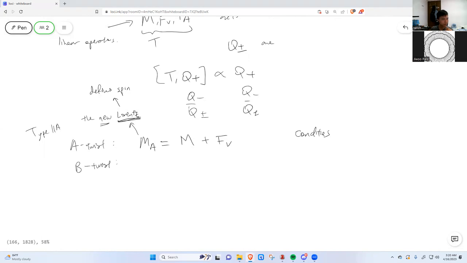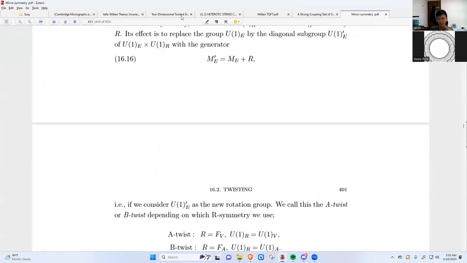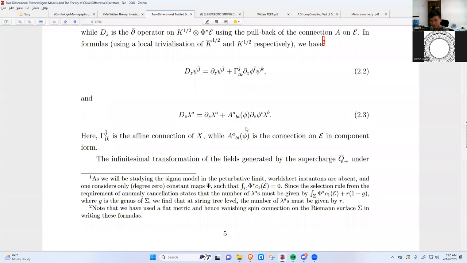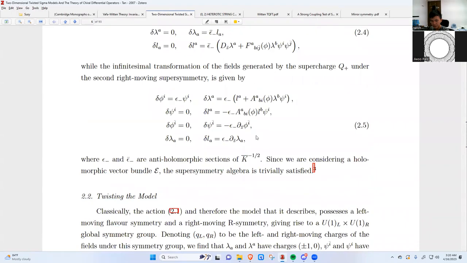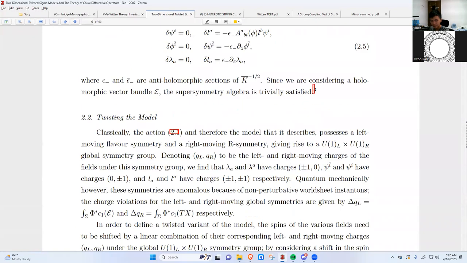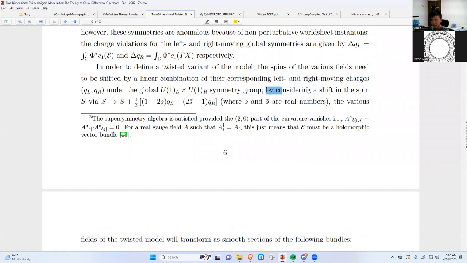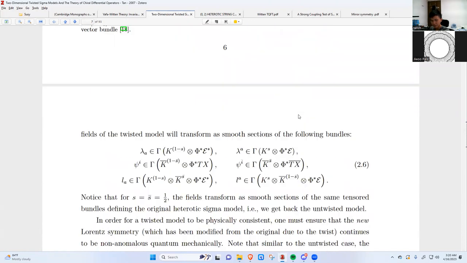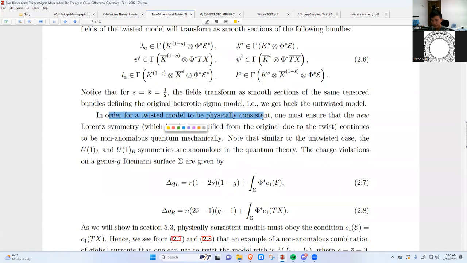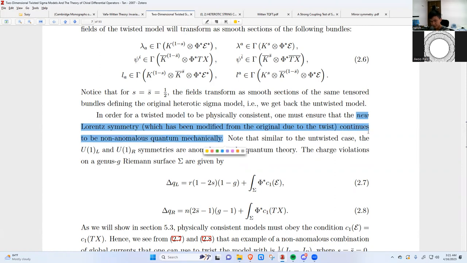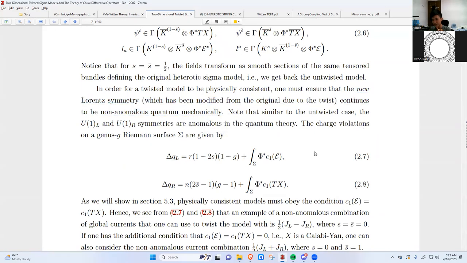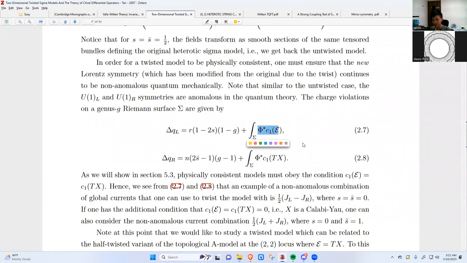Let me pull up one of the mentions of this. There are some conditions that you need to satisfy. You can't take very weird linear combinations. Here they say, by considering a shift in spin, which originates from the change in the basis of M, FV, and FA, in order for the twisted theory to be physically consistent, one must ensure that the new Lorentz symmetry continues to be non-anomalous quantum mechanically. I don't know what that means exactly, but basically it involves Chern classes.